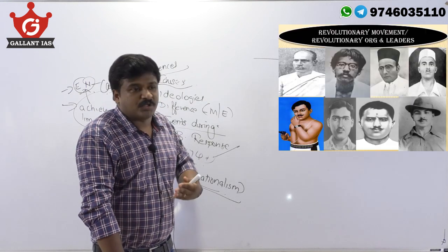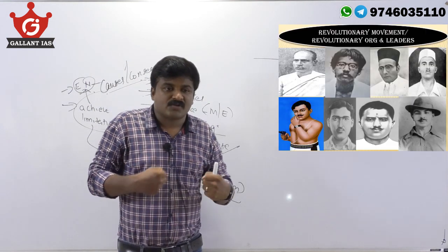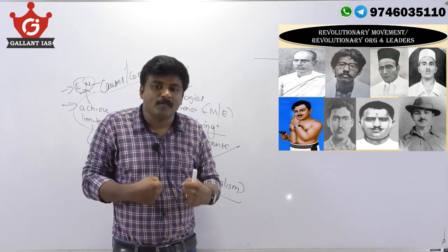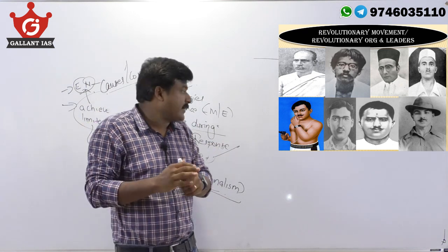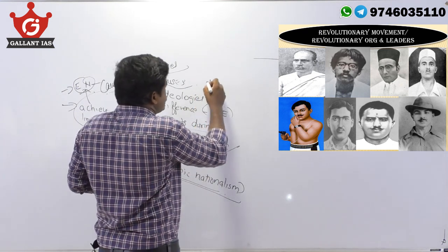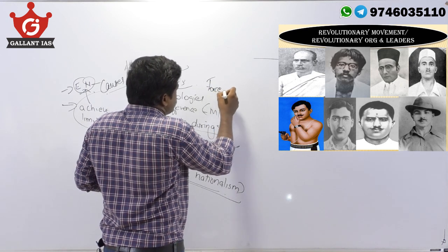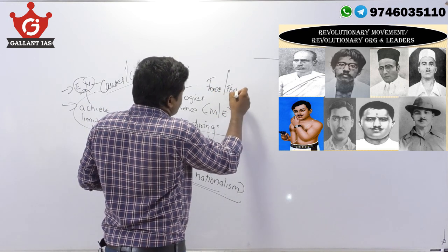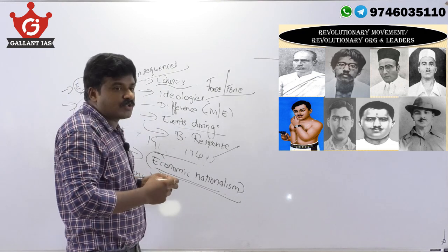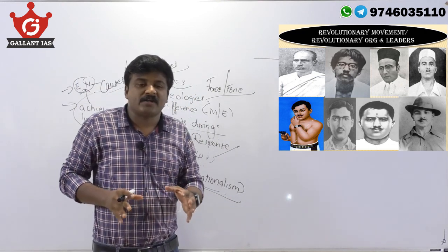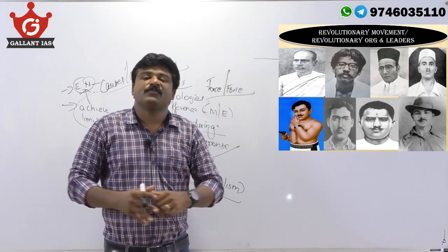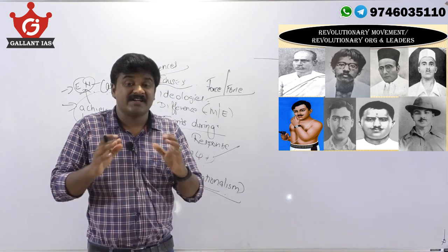Then there is the revolutionary phase. That was the most AK-47 phase, or the bomb cult. That is, force must be met by force. Yes, their theme was like this: force must be met by force. Okay, so revolutionaries. What was the role of the revolutionaries, or what was the reason for the origin of the revolutionaries in the Indian national movement?